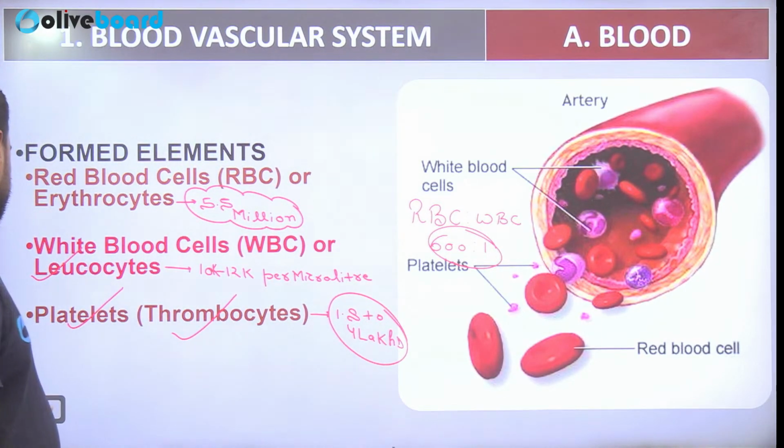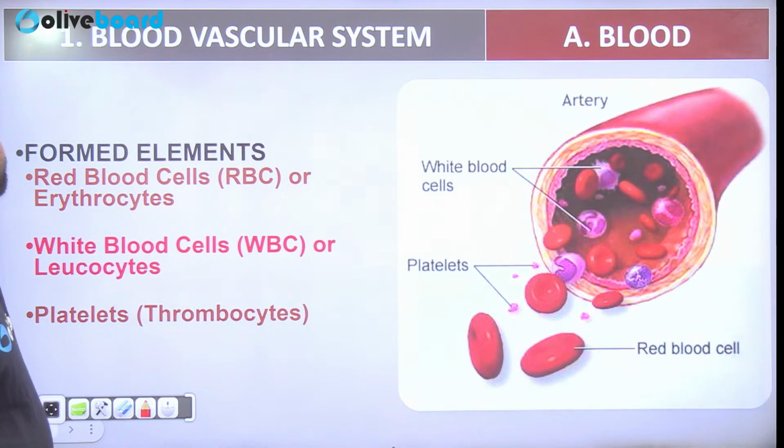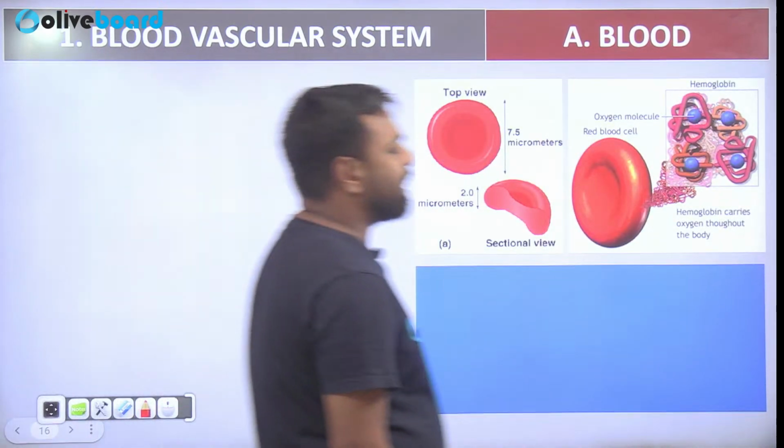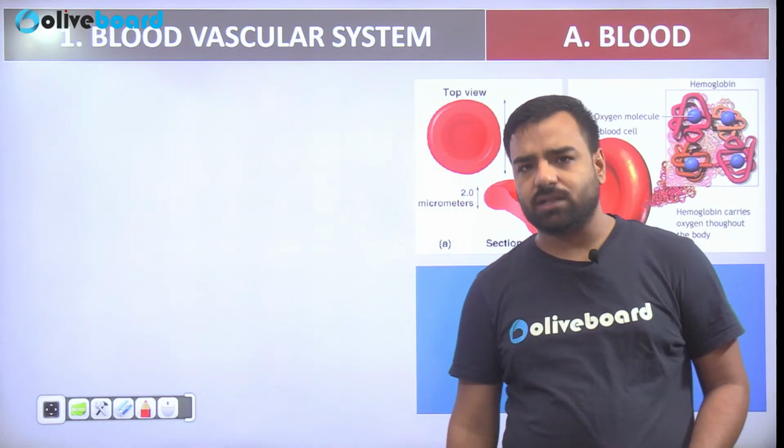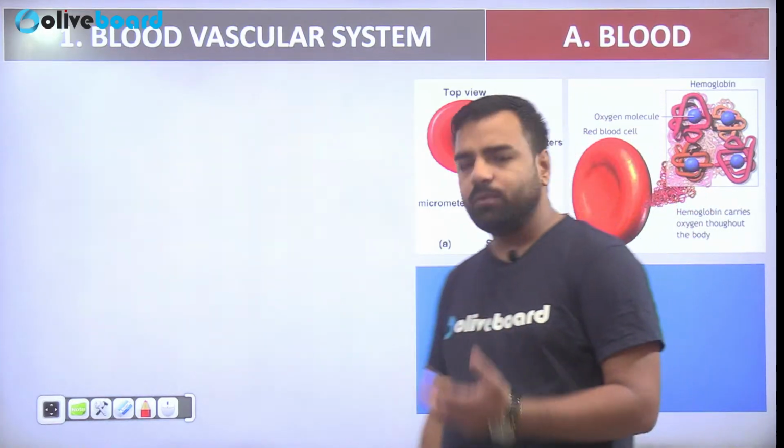Great. Proceeding further. What is the role of RBC? RBC helps in oxygen transportation. It is formed in the bone marrow.